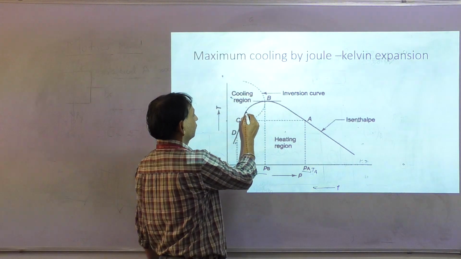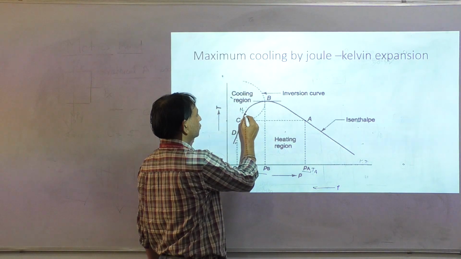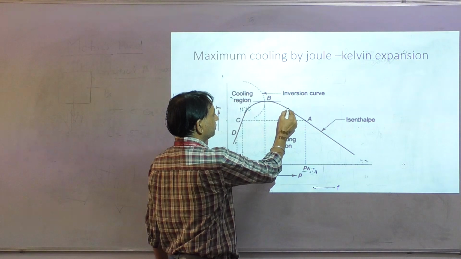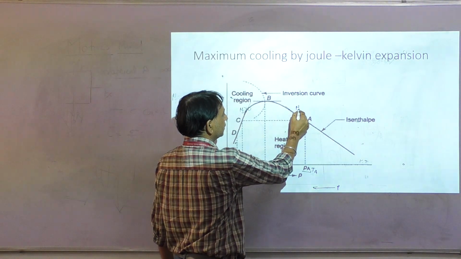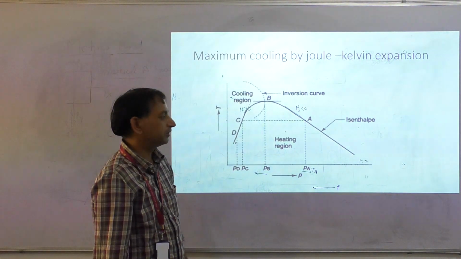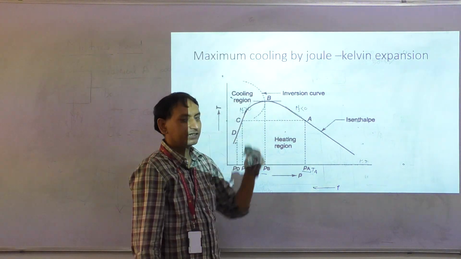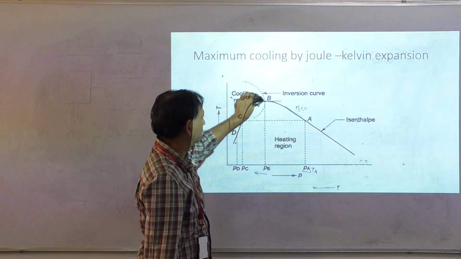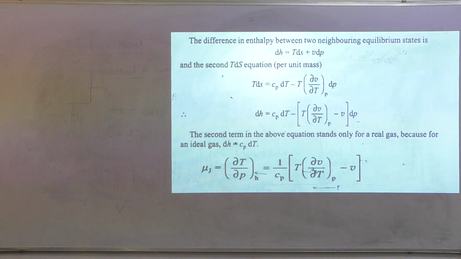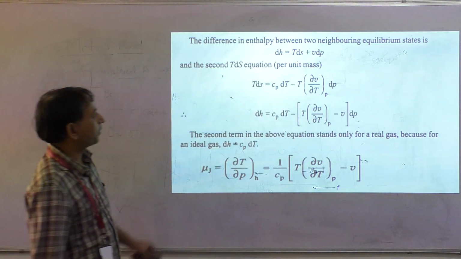Here the slope of this mu J value is positive, so mu J is greater than 0. Here the slope is negative, so mu J is less than 0. So a positive mu J represents cooling of the gas, and a negative mu J represents a heating region. This mu J can be found thermodynamically with the help of the property relations.